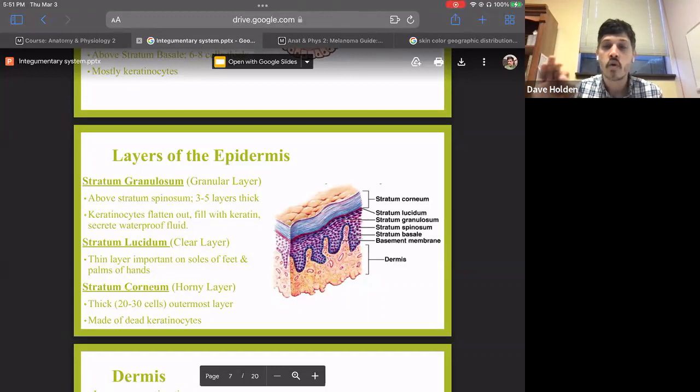Stratum corneum, I know everybody laugh, get it out of your system. It is called the horny layer because it's like it has horns, because they're so flat and peeled up like little horns. I didn't make up the words, guys. I'm just reporting the news. The stratum corneum is a very thick layer. We're talking about 20 to 30 cells thick, made of dead keratinocytes. They are all dead.